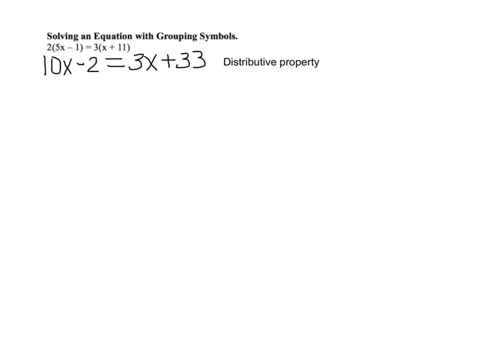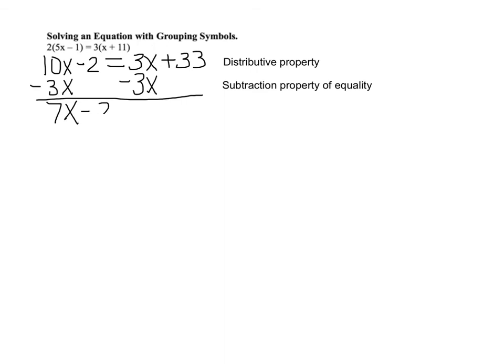Next, we want to work towards getting all the variables on one side and all the constants on the other. So I will subtract 3x from both sides so that we no longer have the variable x on the right side of the equation. And that was the subtraction property of equality. So 10x minus 3x is going to give us 7x minus 2 equals 33. And we use subtraction to simplify that.